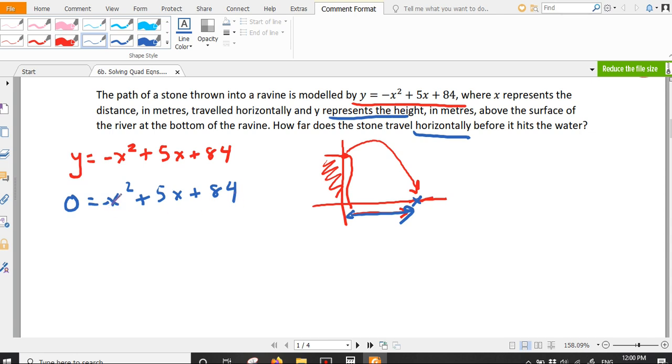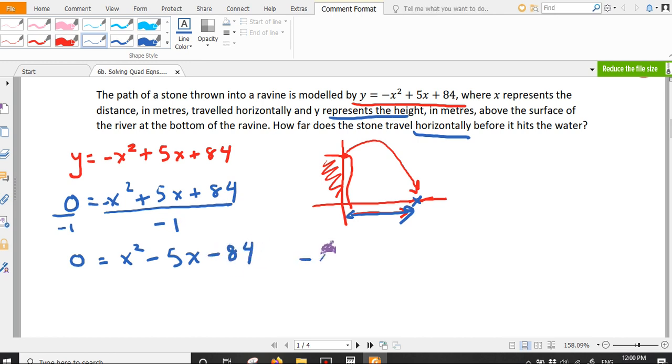I can complex factor with the fact that this is a negative 1. Or, I could just simply divide everything by negative 1, okay, to get rid of my negative 1. So I get 0 equals x squared, positive 5 minus negative 1 is negative 5x, 84 divided by negative 1 is negative 84.